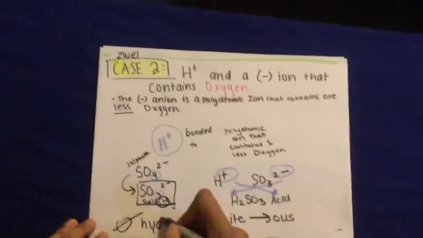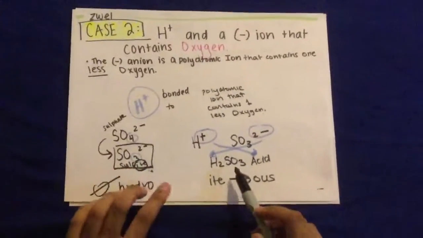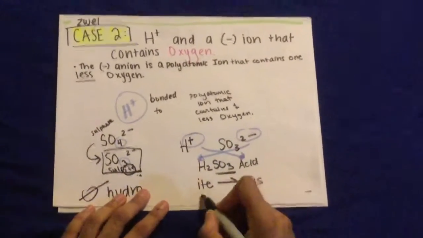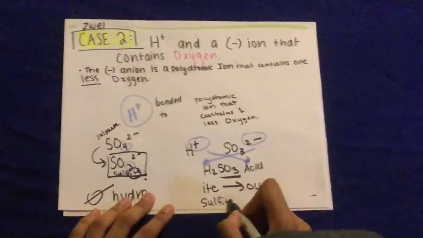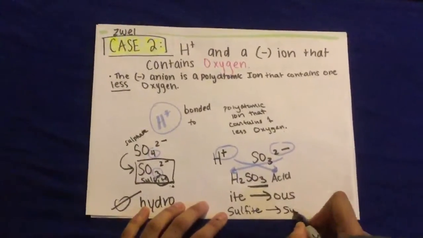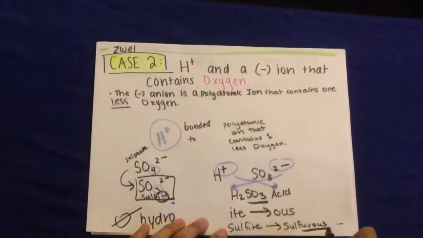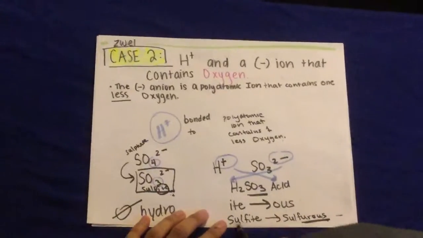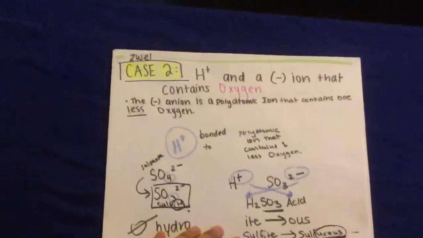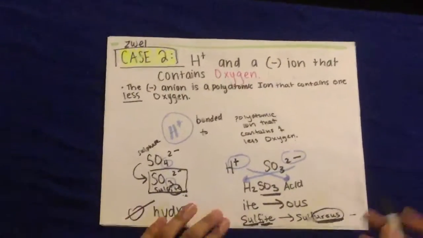No hydro in front. All you will have to do is take the name of the polyatomic ion that we're using here, sulfite. It's the one with one less oxygen. You will just change that to sulfurous. That's it. Keep the root, change the ending. If it's ite, it becomes OUS.